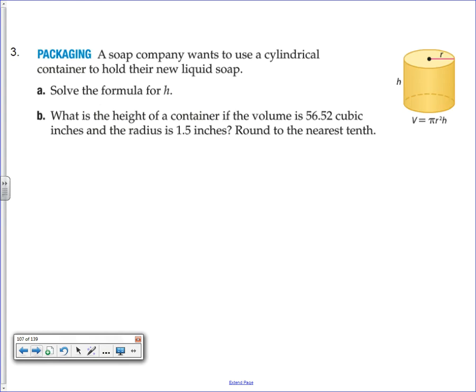A soap company wants to use a cylindrical container to hold their new liquid soap. Solve the formula for H. Please notice if I want to hold the soap, if I'm going to fill this with soap, it's a volume. So you see your volume formula there. If I want to solve it for H, I have to get rid of the pi and the r squared. Those are being multiplied. So we're going to divide them. I get V over pi r squared is equal to H.